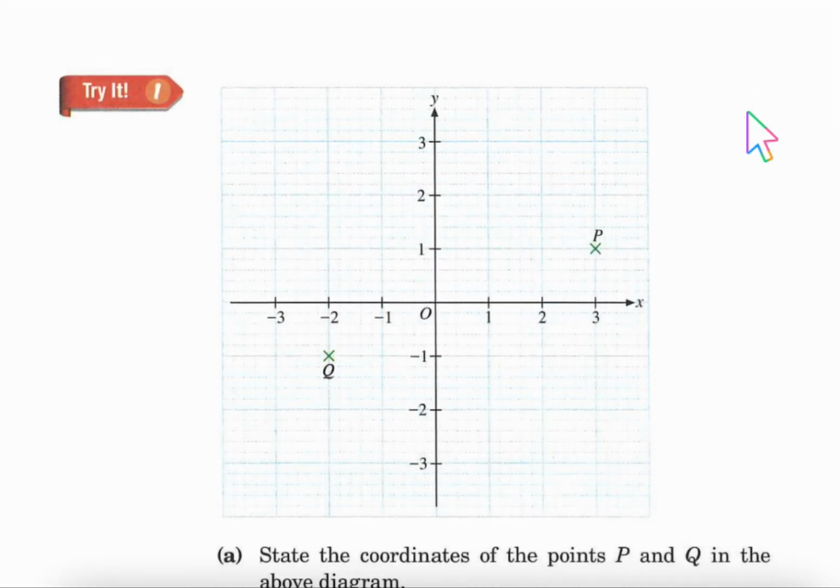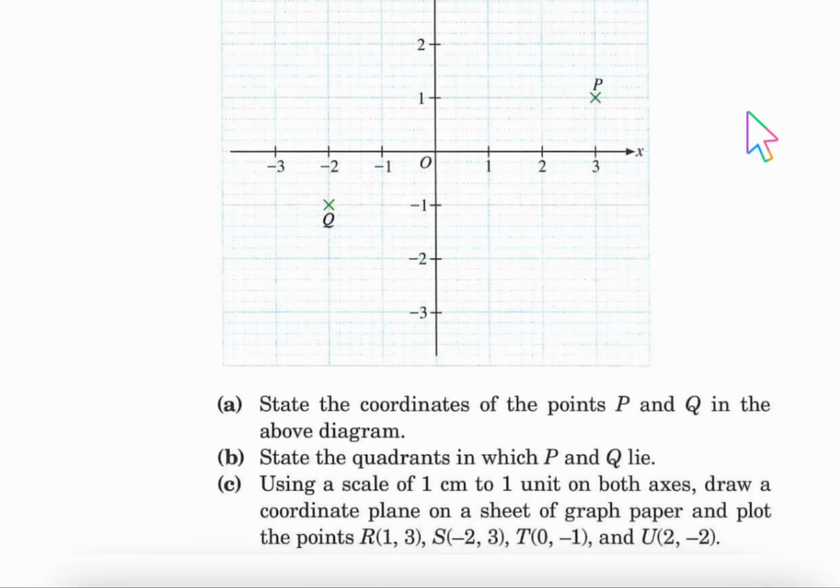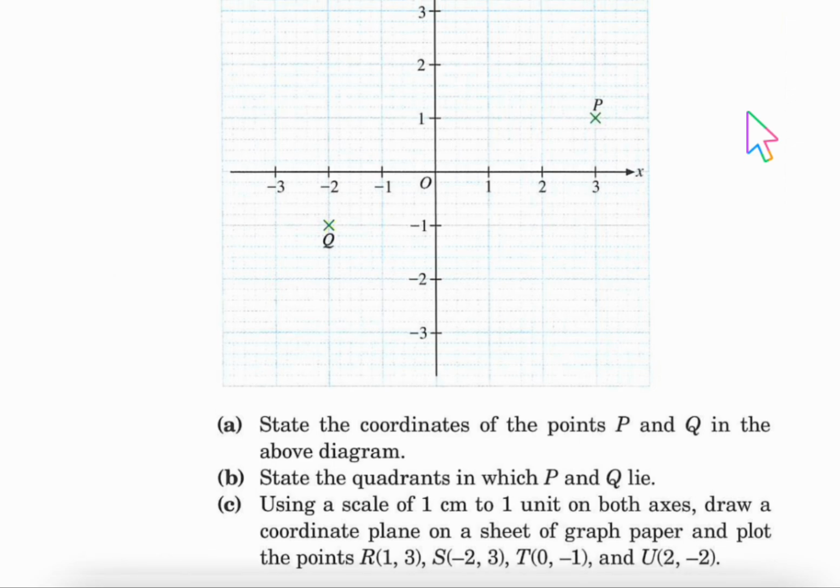Okay, let's try example 2, the try it in your book. For this problem, you need to state the coordinates of the points P and Q, then the quadrants, and then graph R, S, T, and U. Go ahead and pause the video, try it on your own first.